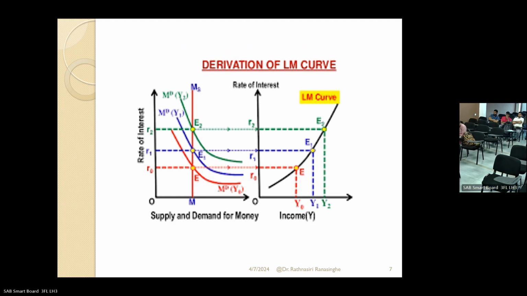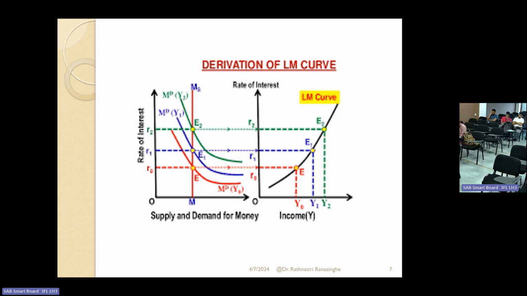That's why positive slope. Right? Okay. So the LM curve is positively sloped. If I ask you why, you must be able to explain based on the money market equilibrium. Okay. That story should be there.